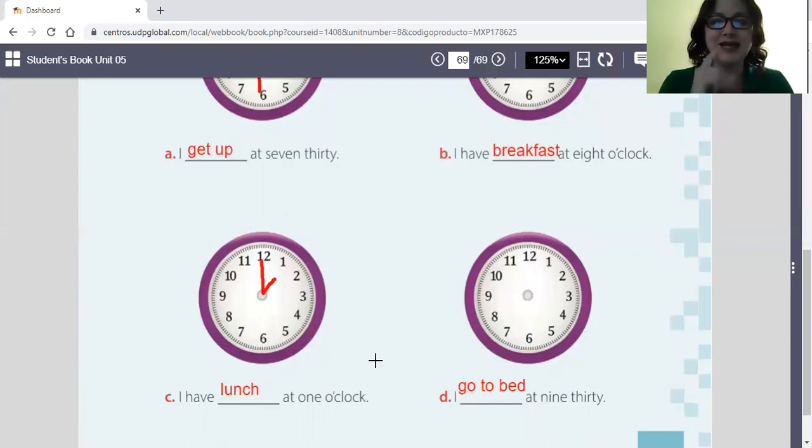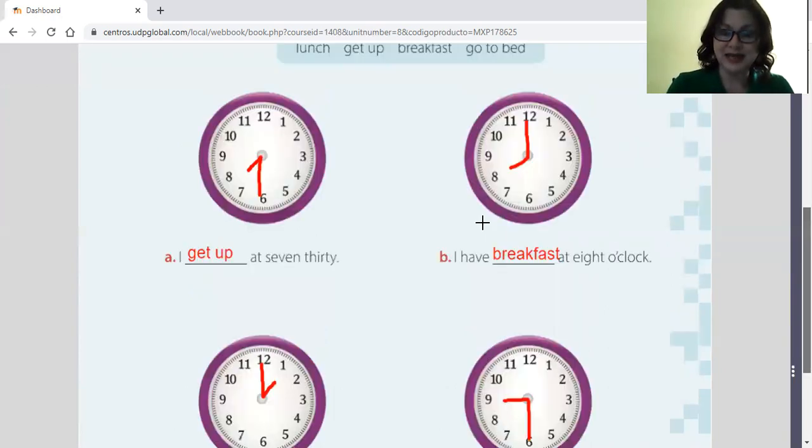The last one, letter D. I go to bed at 9:30. So the short hand is on the number 9 and the long hand is on the number 6, right? 9:30. Look at the clocks again.